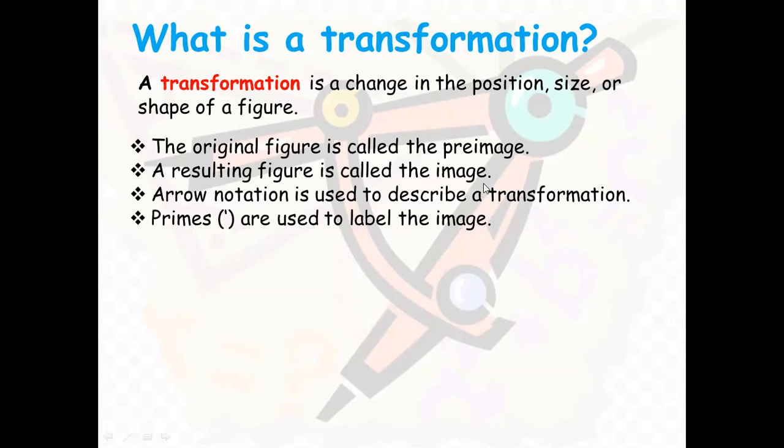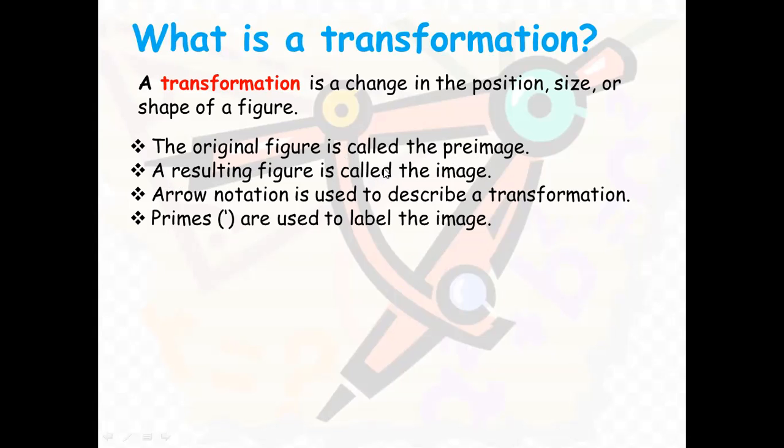Now these are some things which you need to learn before you know about transformation. The original figure is called as the pre-image. Now again here, this one pre, it's not even a word, it's a prefix. Maybe you know about prefixes and suffixes. So pre means before. So if it is joined with the word image, that means the before image. So the original figure, that's the figure in the question, is called as the pre-image.